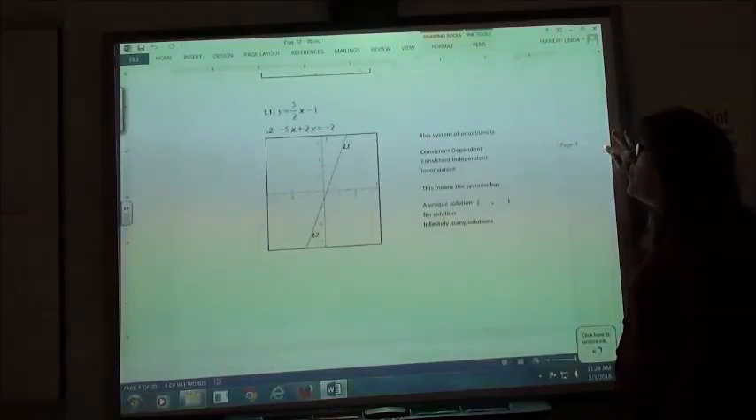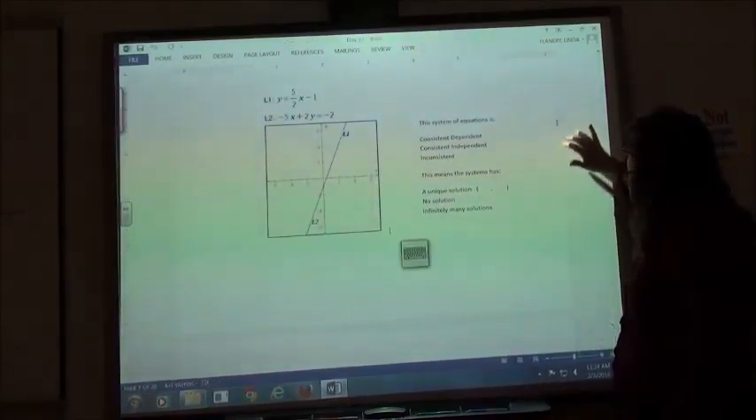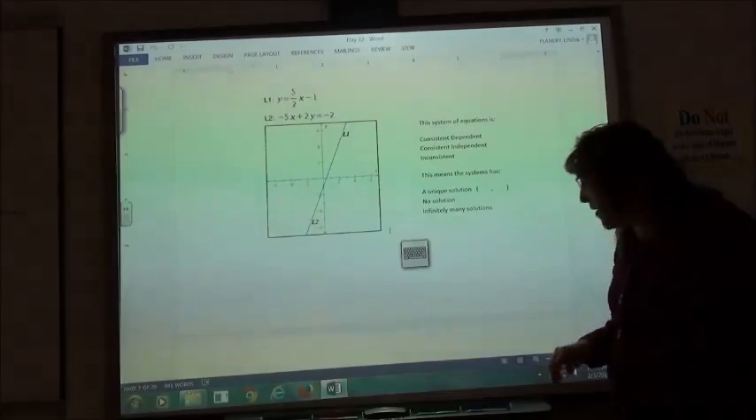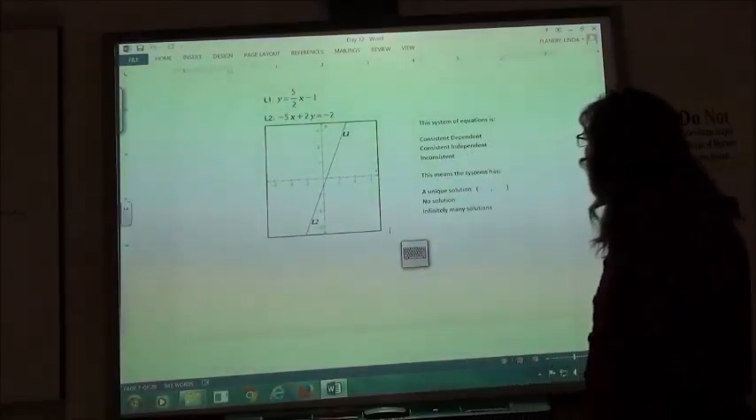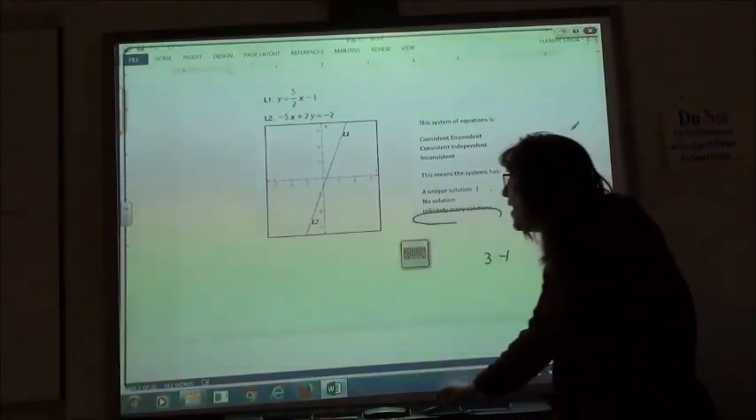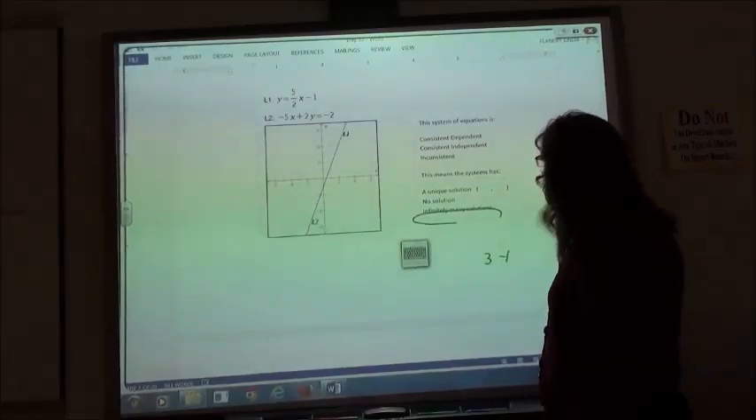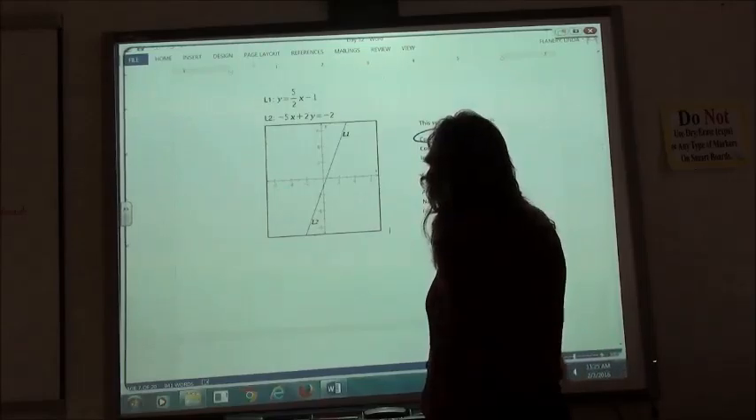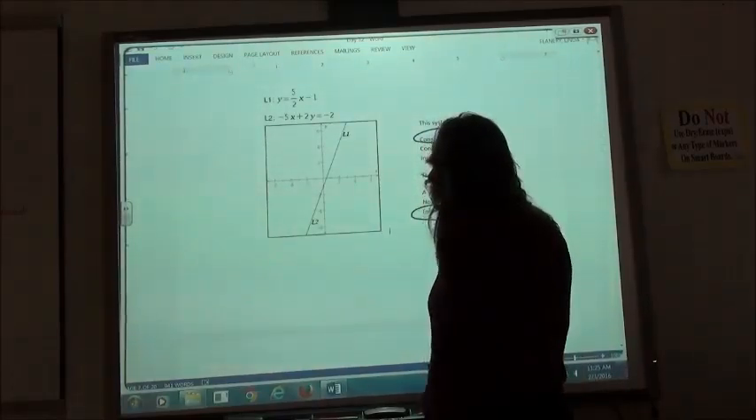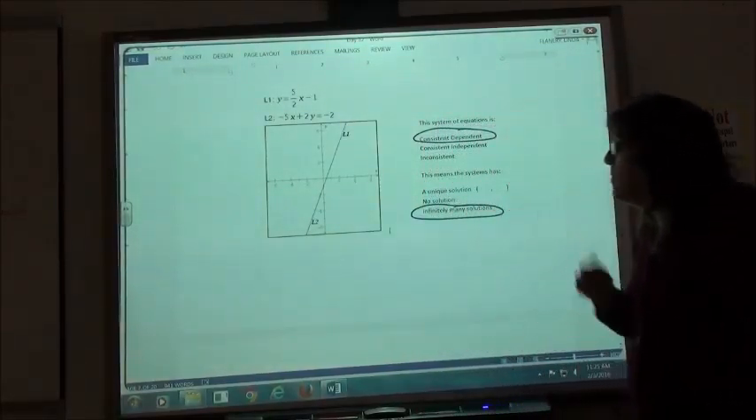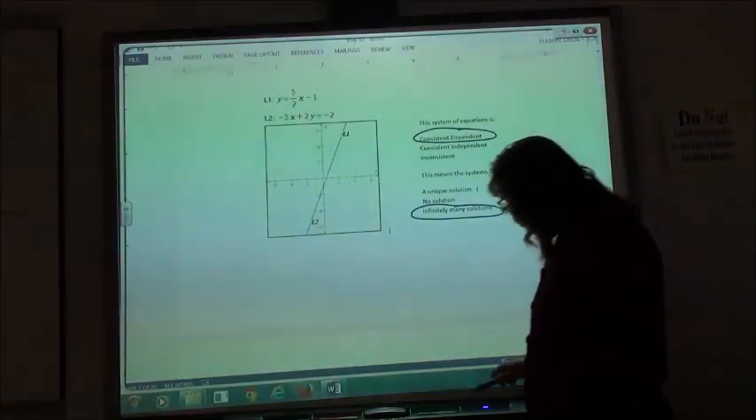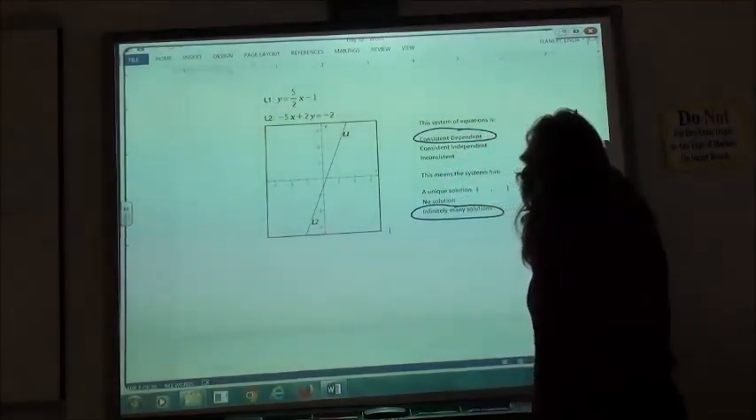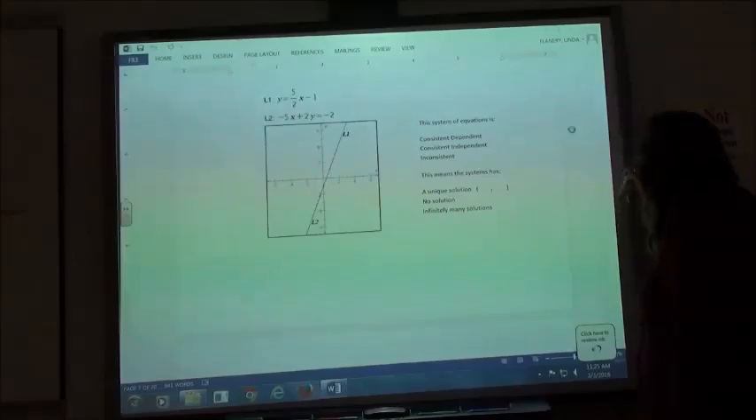Second one on number 9. That's the one where you have one line looks like it's right on top of the other line. If I have one line right on top of the other line, that means that they're actually the same line. Those ones are consistent dependent and have infinitely many solutions because every point on line 1 is also on line 2.